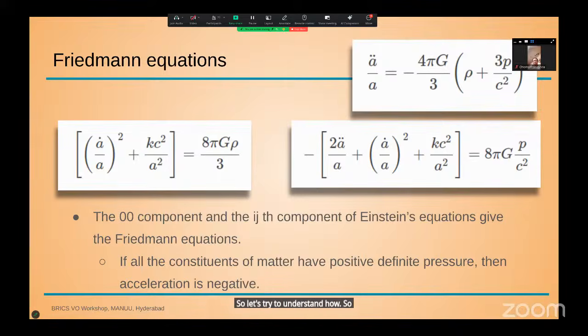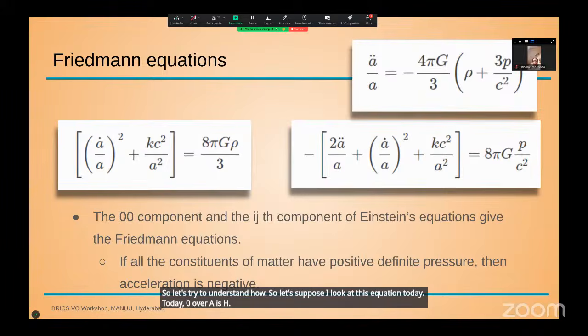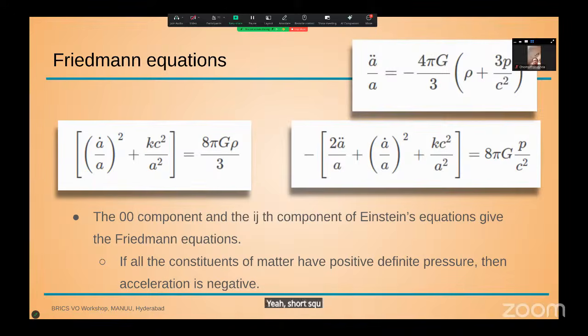So let's suppose I look at this equation today. Today, A dot over A is H naught square. So H naught square plus K c square by A square is equal to 8 pi G rho by 3. K is equal to 0 when the universe is flat. So if that is the case, then my density and my H naught square should be related by this equation. If my density today is equal to 3 H naught square by 8 pi G, then I should be living in a flat universe.